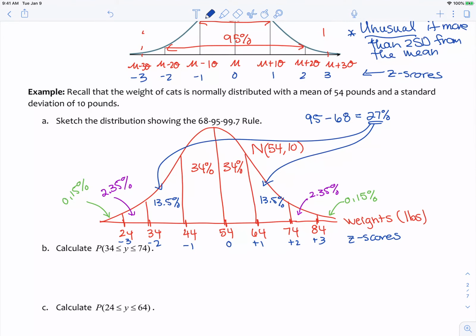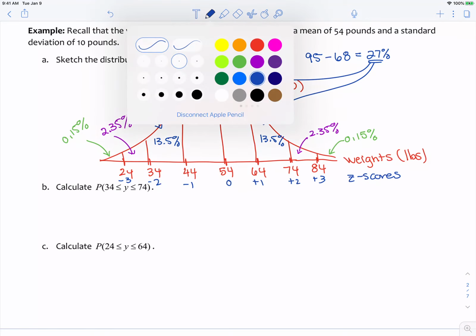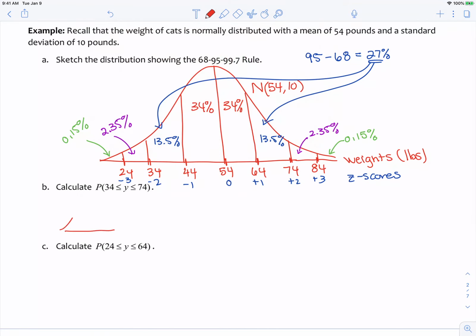Okay, now we're wanting to find the probability that a cat weight lies between 34 and 74. So if we do a quick sketch of what we're talking about, there was the 54 in the middle. Now 34 is 2 standard deviations. So 1, 2 standard deviations away from that middle. So there's 24, there was 54. And we're going up to 74, which is 2 standard deviations above. So we're actually looking at this region in here.